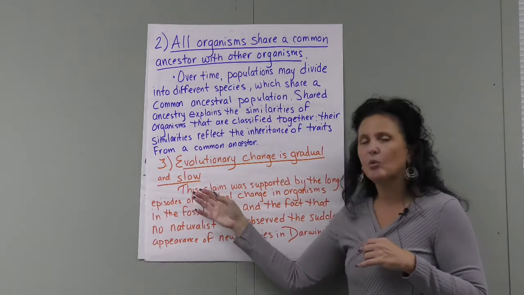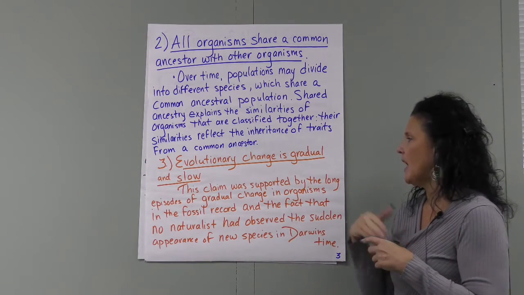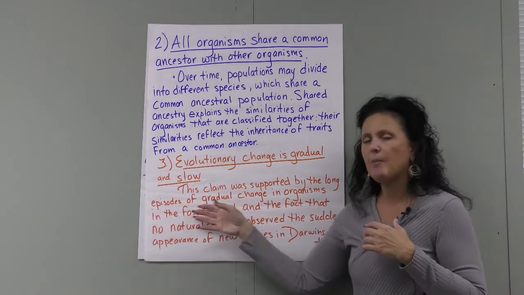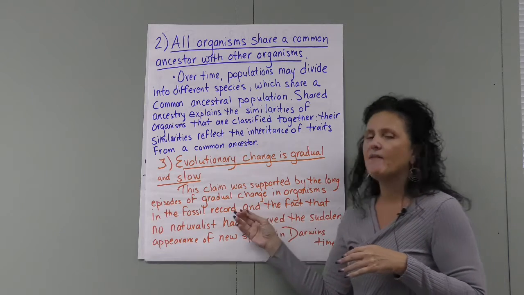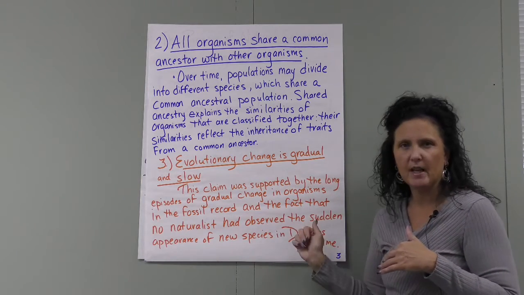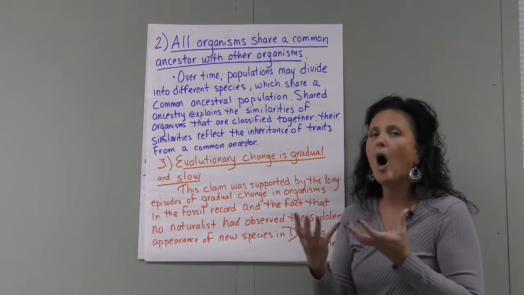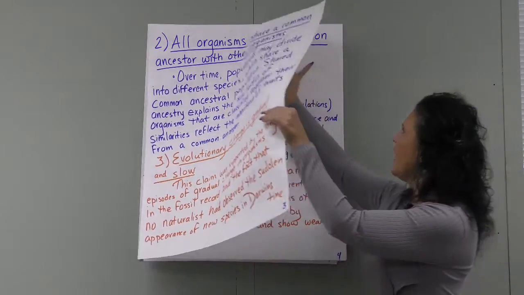Evolutionary change is gradual and slow. It doesn't happen overnight. He thought that claim was supported by long episodes of very gradual change in organisms in the fossil record, and the fact that no naturalist had observed the sudden appearance of a new species in Darwin's time. A new species just didn't pop up. That was what he credited that to.